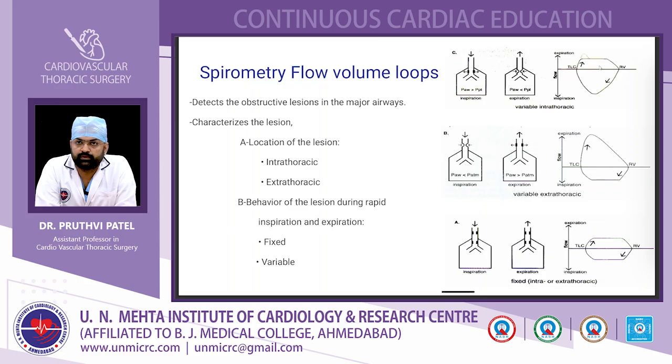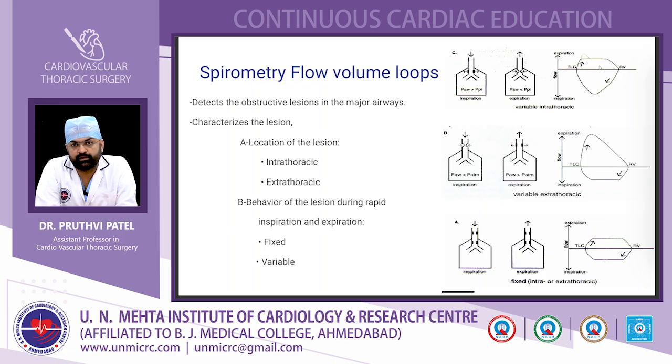So in this diagram, the first one is showing intrathoracic variable obstruction. That obstruction is in the thorax, and it will vary during inspiration and expiration. During inspiration, because of negative pressure in the thoracic cavity, the obstruction will move away, and it will worsen during expiration when we breathe out. So the graph will be flattened during expiration, which is the upper part of the flow volume loop.